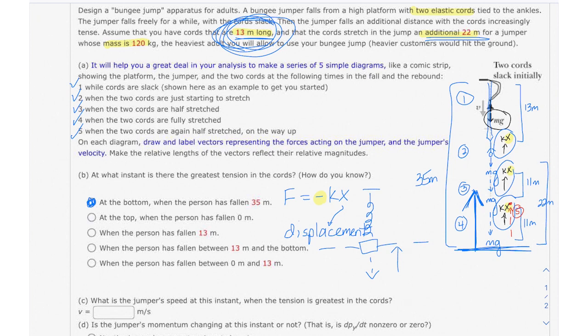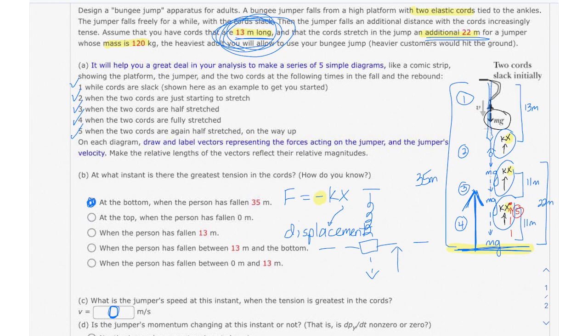Now for part C, it says, what is the jumper's speed at this instant? Well, let's think. When you jump off of that platform, and you fall, and then you get to this point down here, when you get to that maximum extension, for a split second, just for that brief moment, so you fall, and then you pause, and then you spring back up, right? And your speed at that very moment is going to have a velocity of 0.